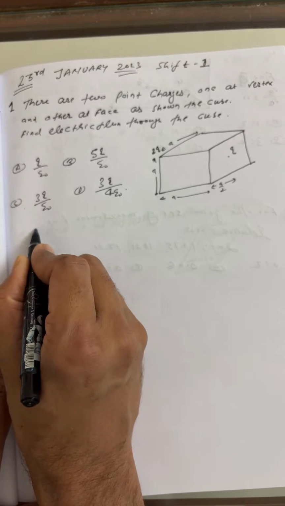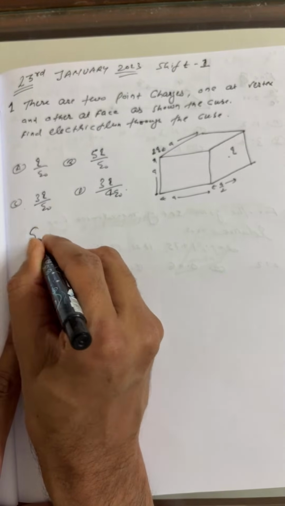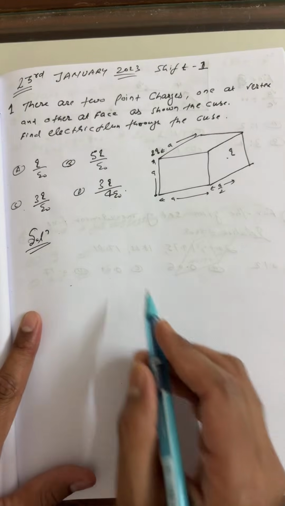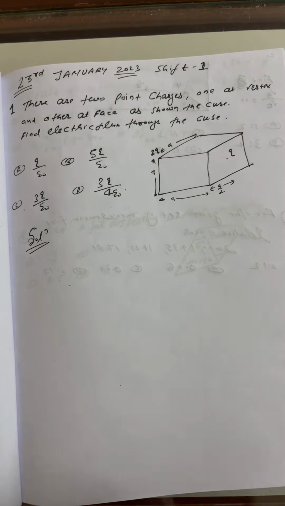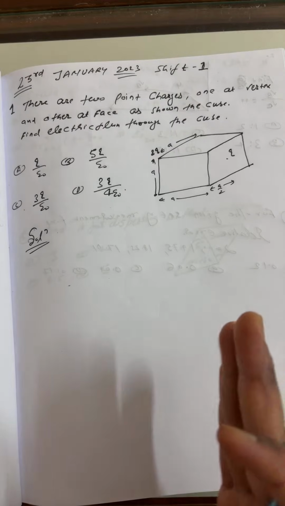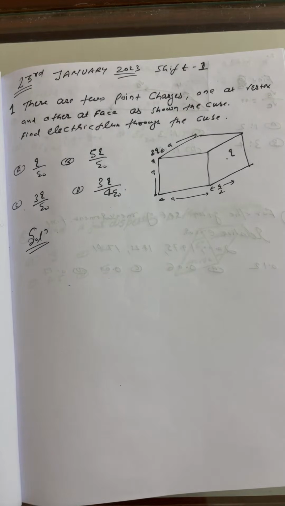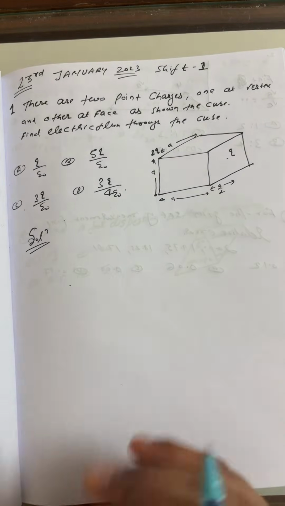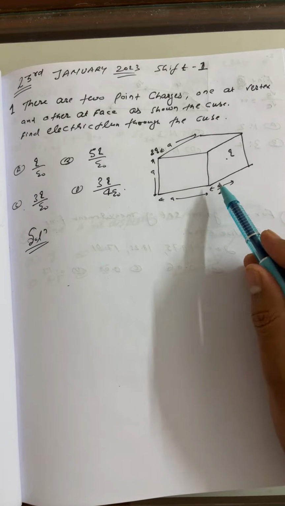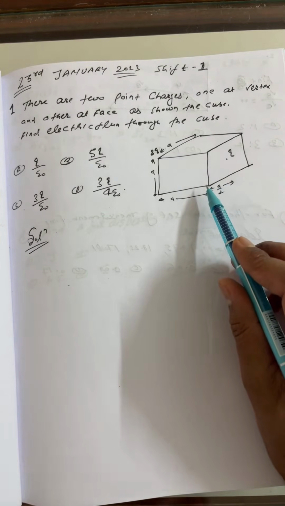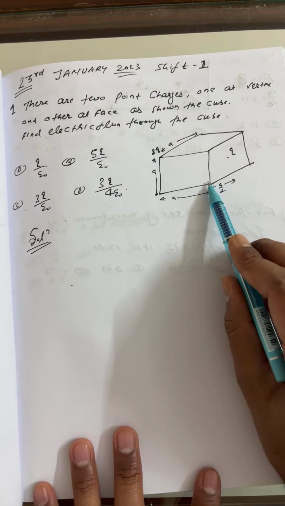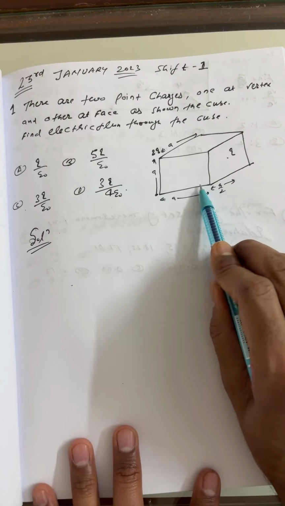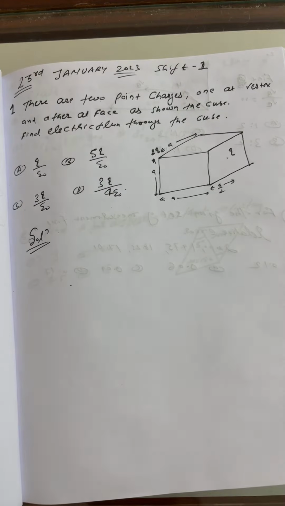For the solution, I hope all of you remember, this is basically Gauss's law. It's not a difficult question, literally it's very easy. But there is a point you should keep in your mind. Especially for this question, you have to treat this cube as a Gaussian surface.